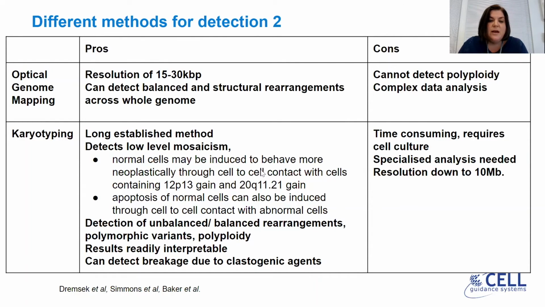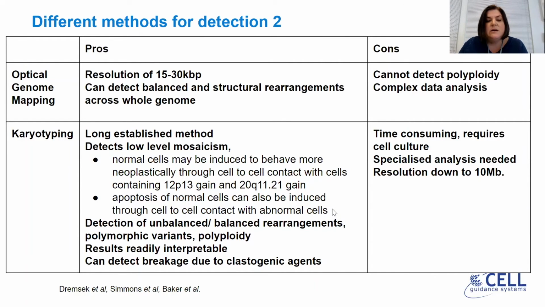Also, apoptosis of normal cells can be induced through cell-to-cell contact with abnormal cells. So it's important to get a true reflection of what cell types you have and whether you have a mixed cell population within your culture.